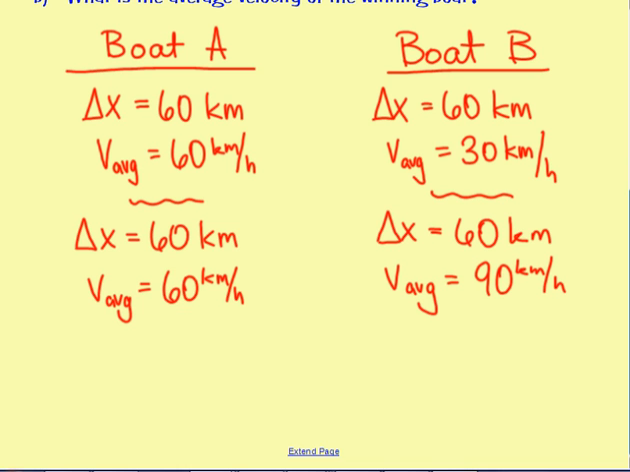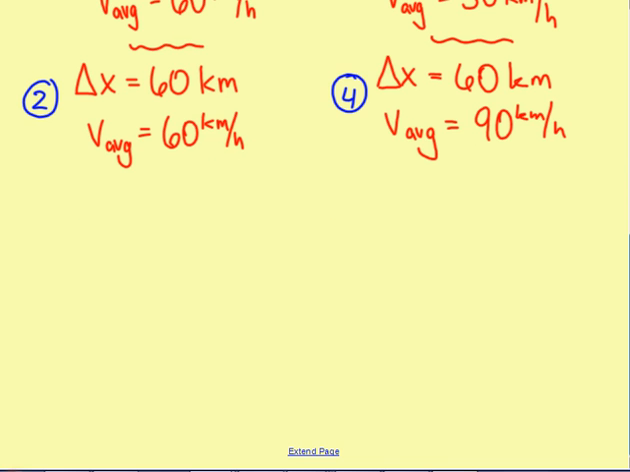I'm going to go ahead and label these part 1, part 2, part 3, and part 4, just so we can follow along with what we're doing easier. For all of the parts, I'm going to use the equation V average equals delta x over delta t. Solving for t, this gives me delta x over V average.